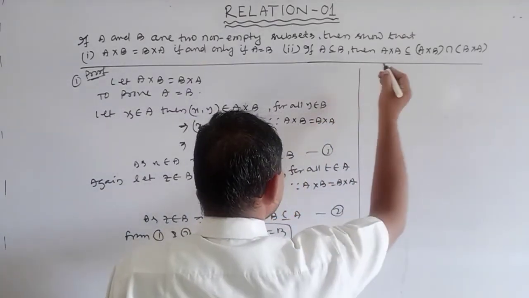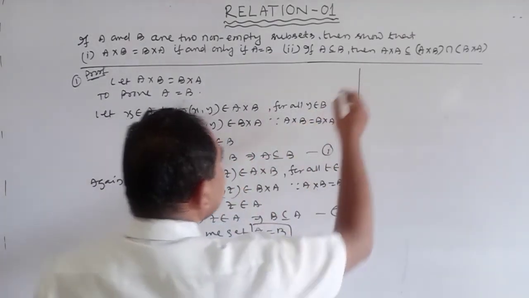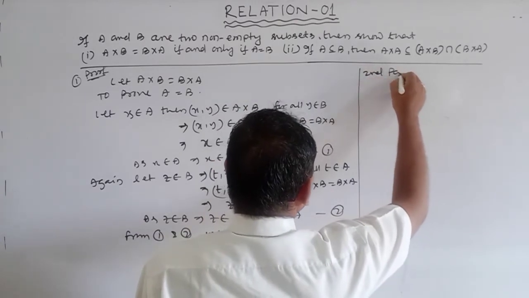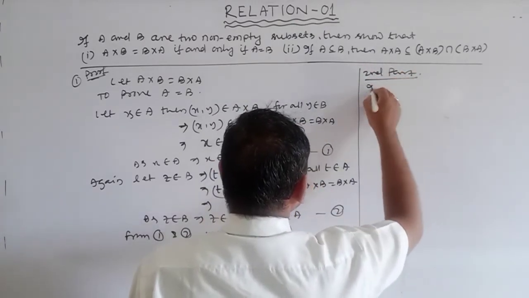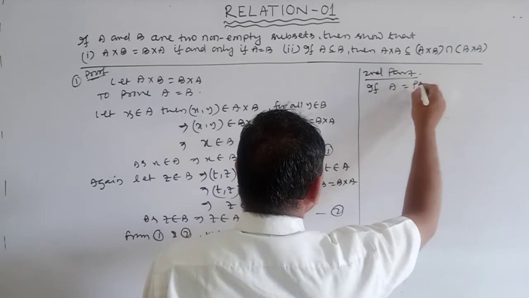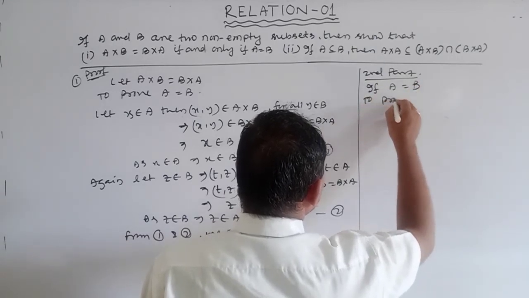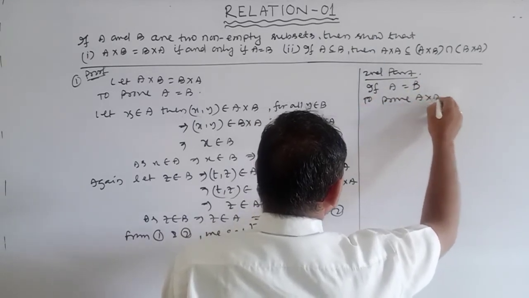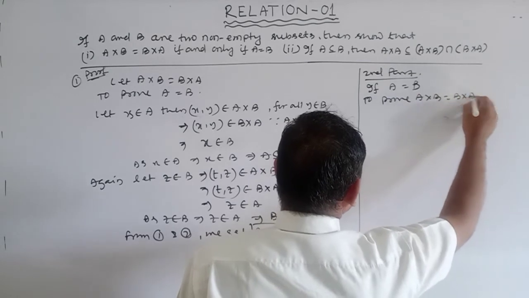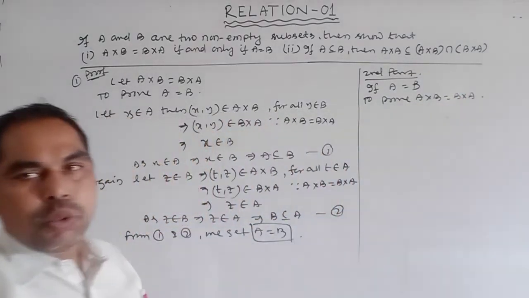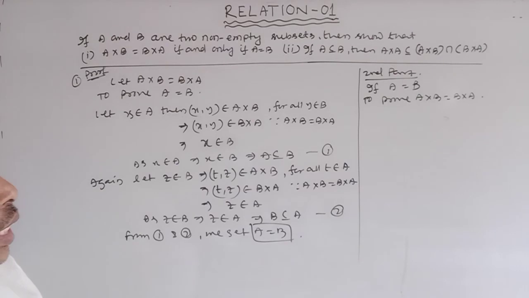Next, second part. Second part means: if A is equal to B, to prove A into B is equal to B into A. To prove A into B is equal to B into A.